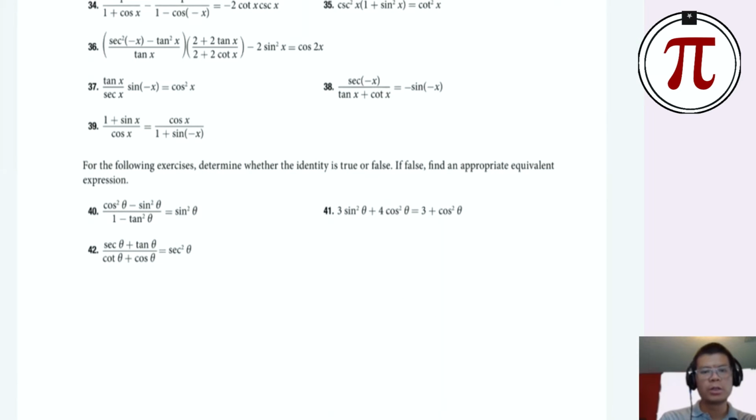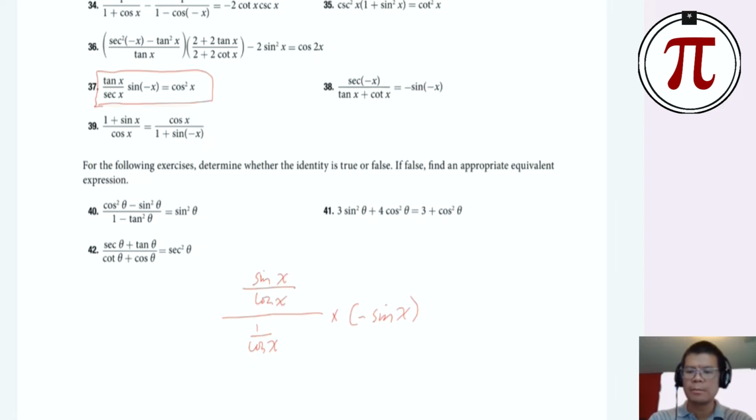Thirty-seven here. Okay. Prove or disprove this identity. So tangent x is sine x over cosine x, over secant, which is 1 over cosine. And then you multiply by sine of negative x, which is negative sine x, because it's an odd function. So on the top is sine x over cosine x, and over this one is times the reciprocal of the bottom, so times cosine x over 1, and then times negative sine x.